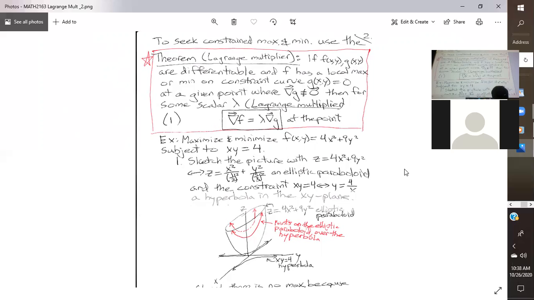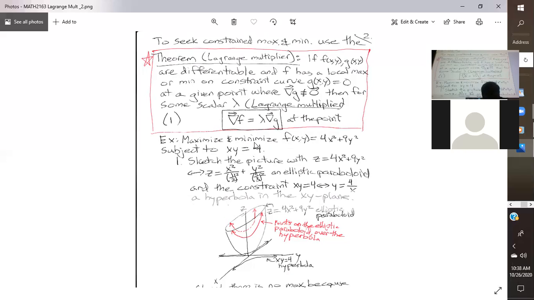So that's it. All you have to do to solve the constrained problem is set gradient of f, the surface function, equal to lambda times gradient of g. And you have to solve then for the points x, y that satisfy this equation subject to the constraint. Here's an example.